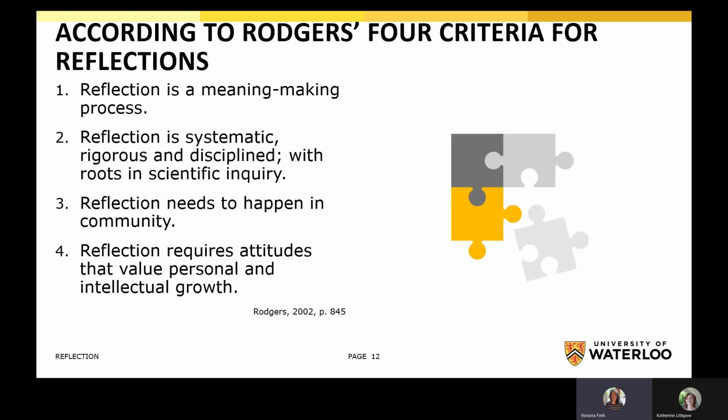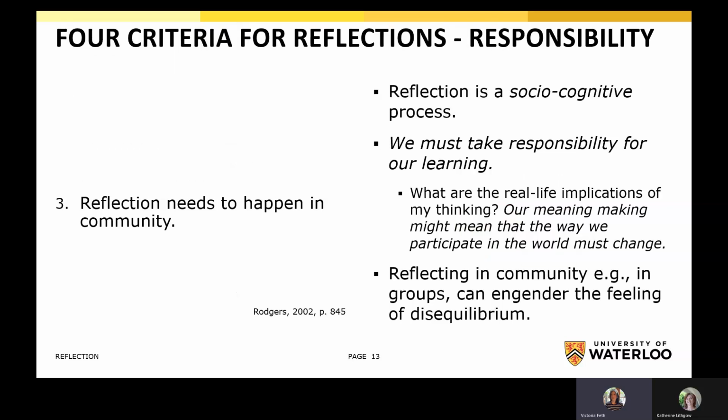Reflection needs to happen in community, and reflection requires attitudes that value personal and intellectual growth. And we're going to unpack these last two, numbers 3 and 4, a little bit further because they're sort of new to our understanding of reflection so far. So firstly, we're looking at the third criteria. Reflection needs to happen in community.